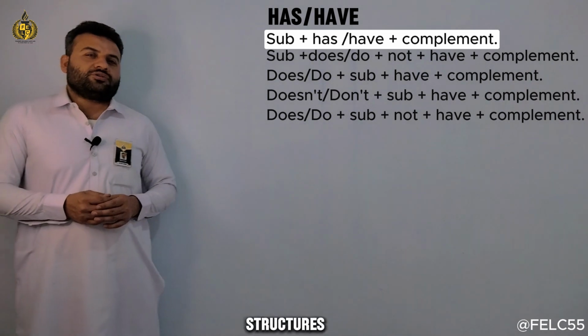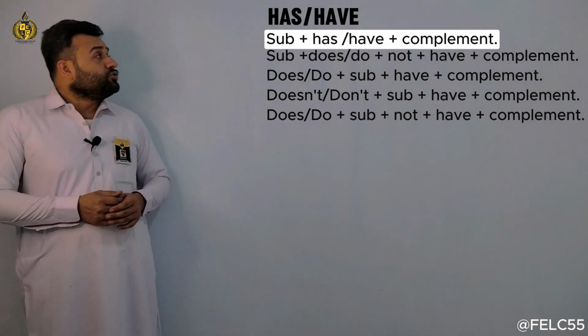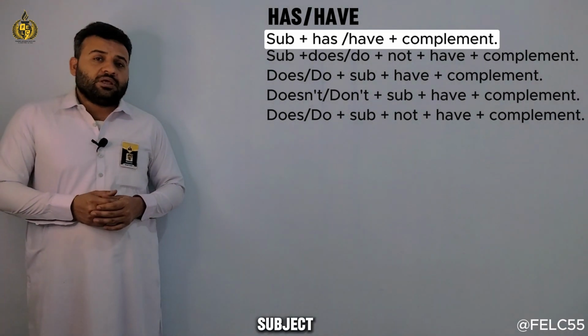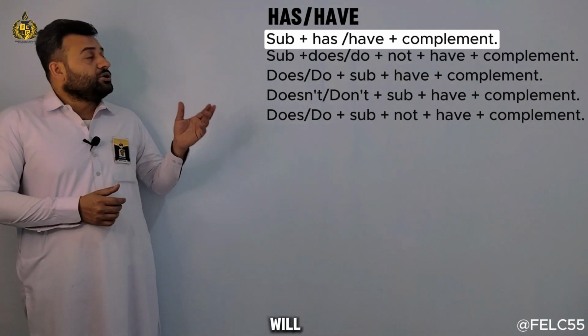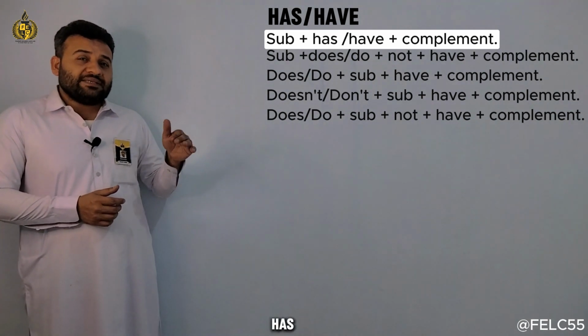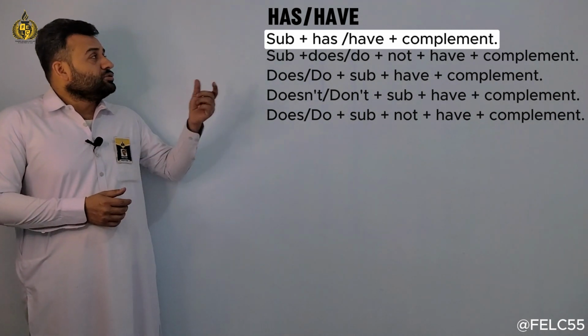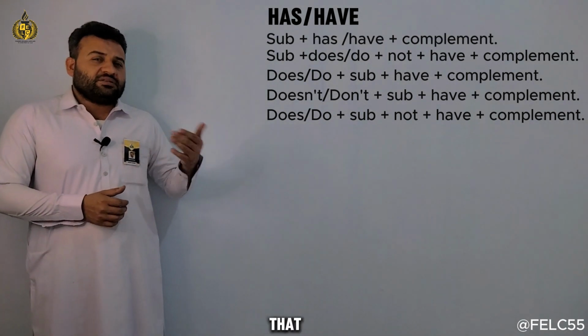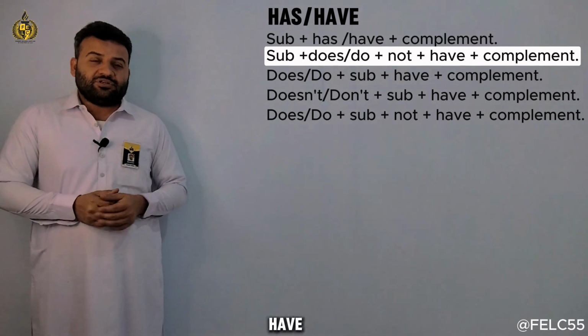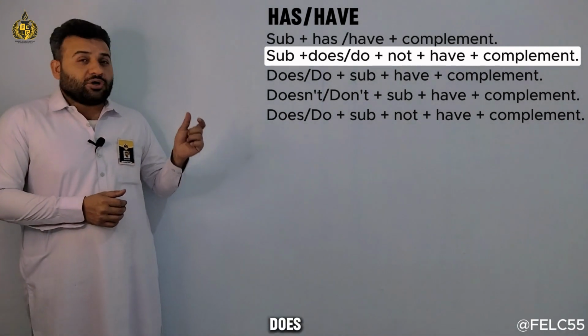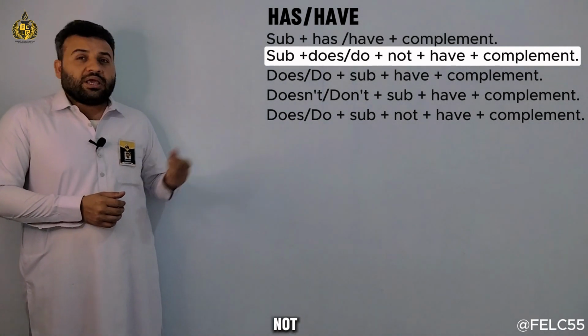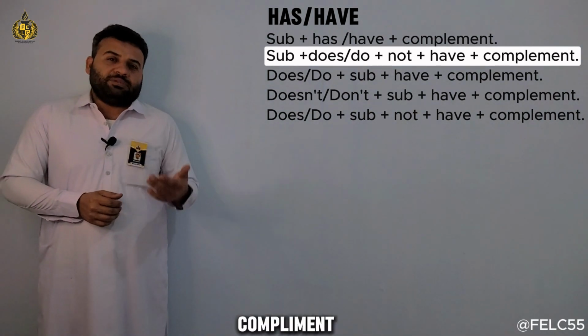These are the structures of has and have. So first we have to use subject, then after that we will use has or have. Has and have will be used according to the subject. Then we will use complement. And after that, in the negative structure, first we have to use subject, then does or do, then not, and then have, and then complement.